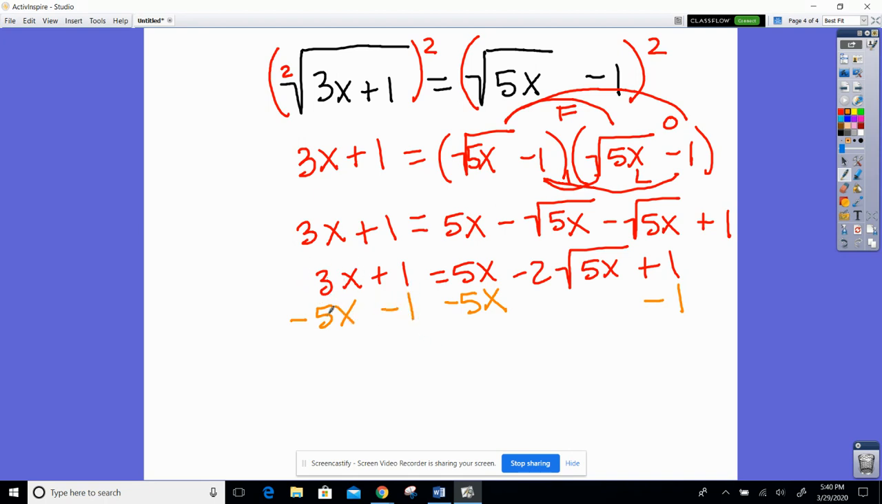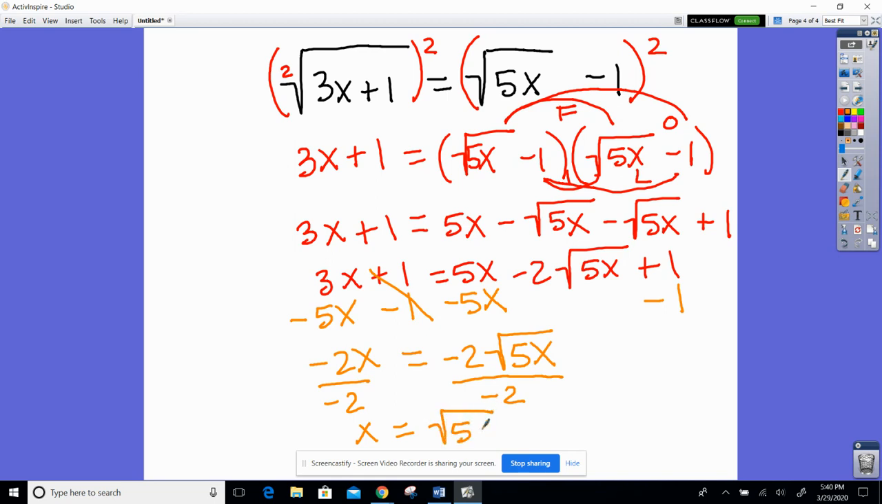All right, 3x minus 5x, that leaves me with a negative 2x. My 1's cancel, so I have negative 2x is equal to negative 2 times the square root of 5x. Okay, so again, I'm isolating this radical right here, so I need to get rid of this negative 2, so I'm going to divide by negative 2. All right, so x is equal to the square root of 5x.